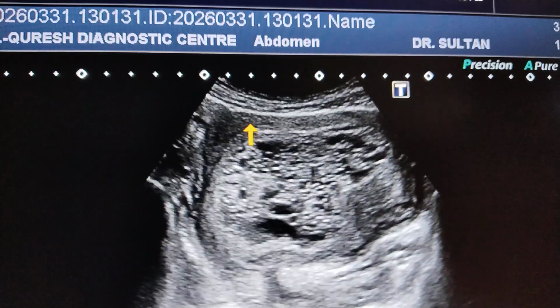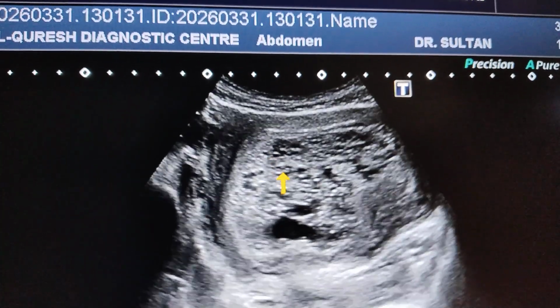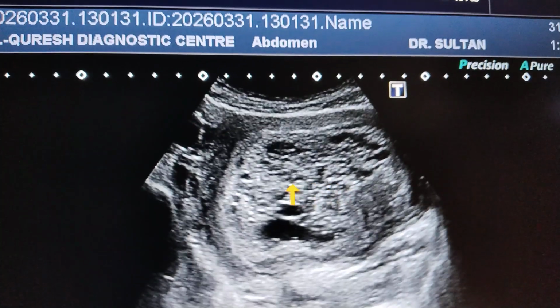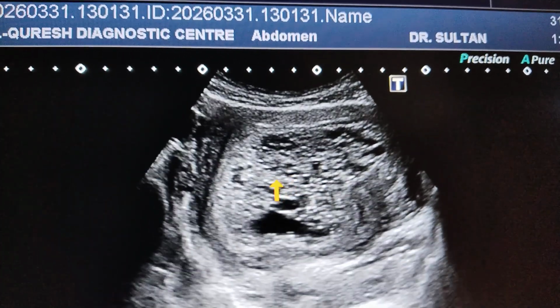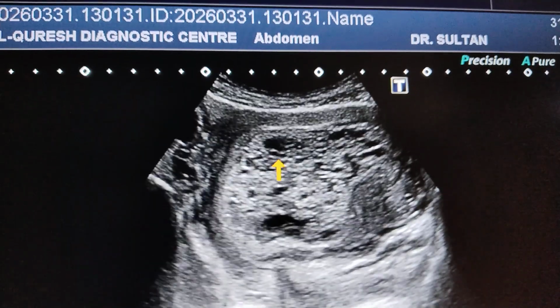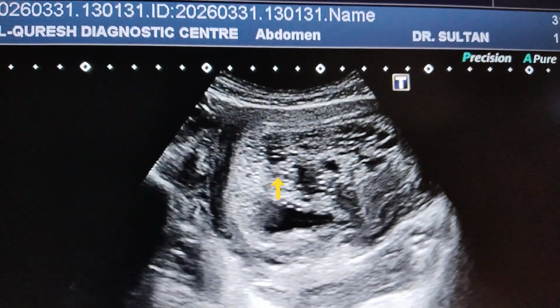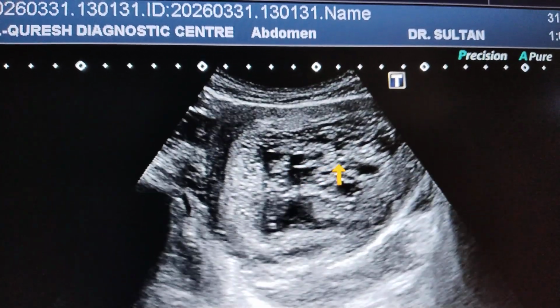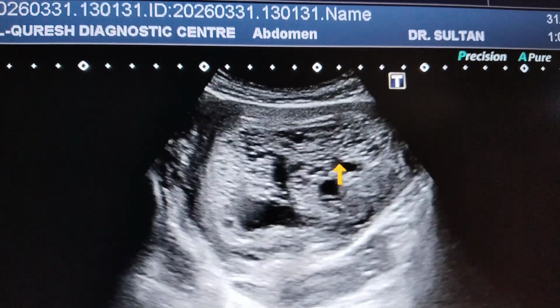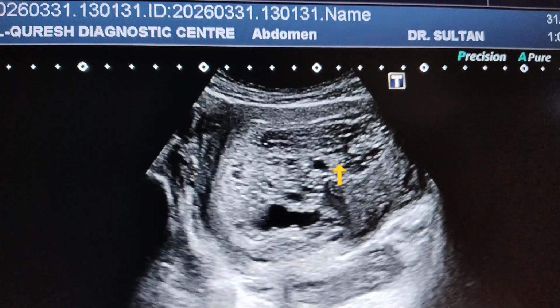So keeping in mind the history of 3 to 4 months of amenorrhea, a picture like this is called the cluster of grapes or snowstorm appearance, and this mass is present heterogeneous within the uterine cavity. This is likely a molar pregnancy.